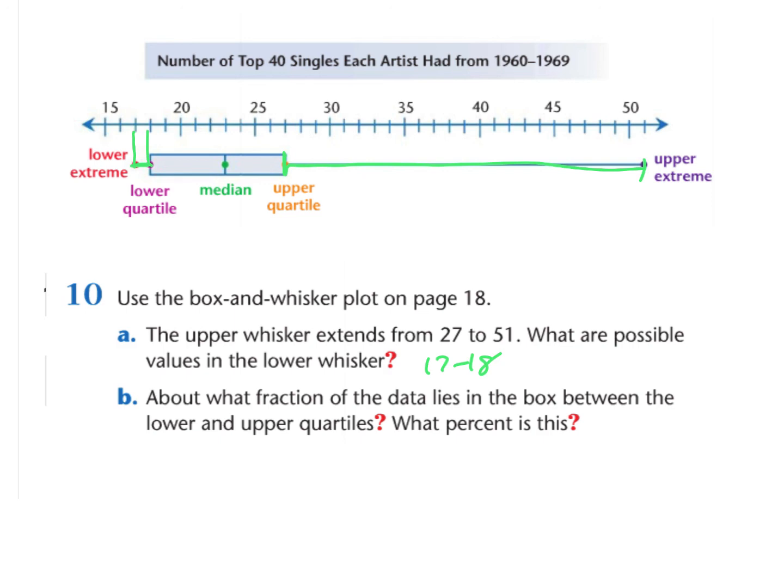I like this next question. What fraction of the data lies in the box between the upper and the lower quartiles? I'm hoping you know this one now, because remember I said each part is 25%. So that's 25% and that's 25%. So that's 50%, which they also ask. For what fraction is 50%? That's 1/2.